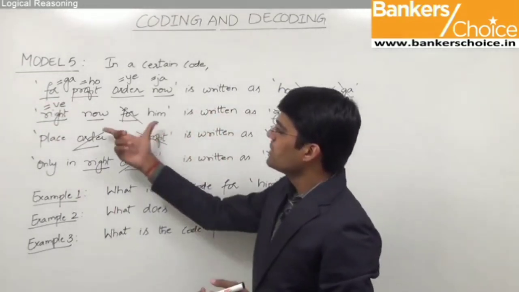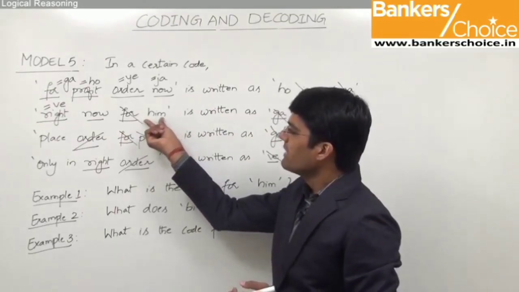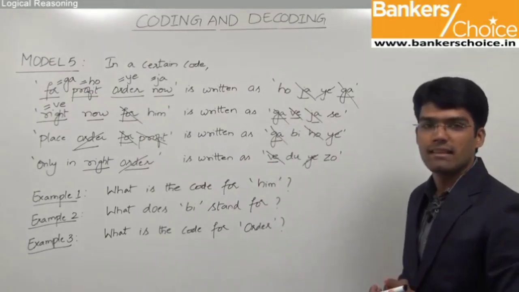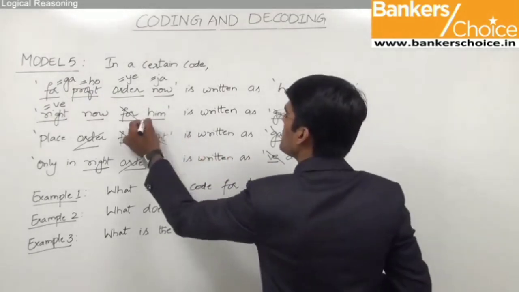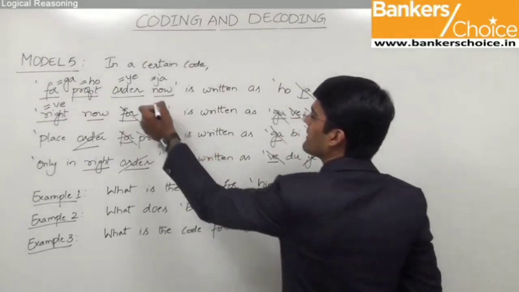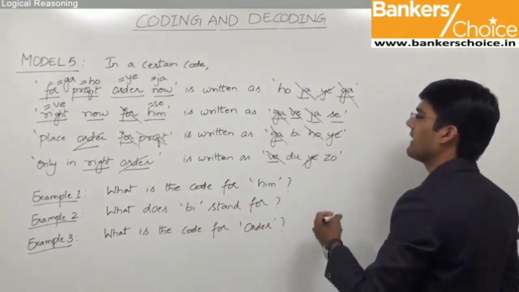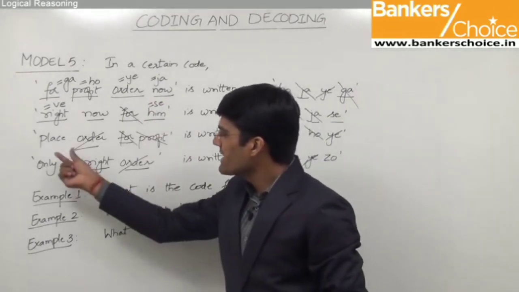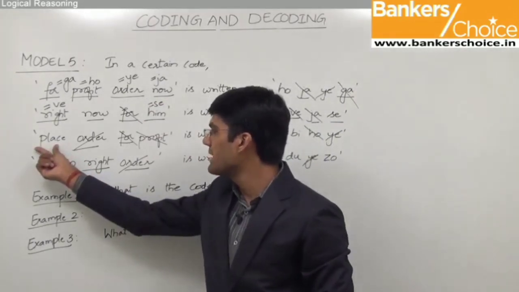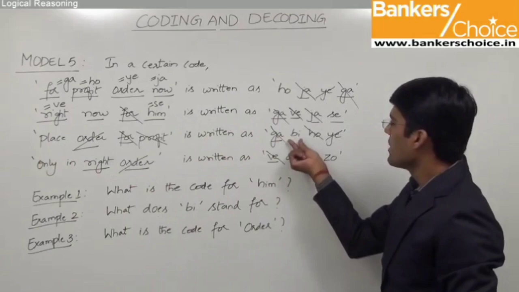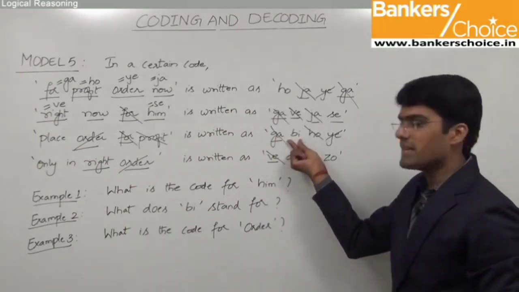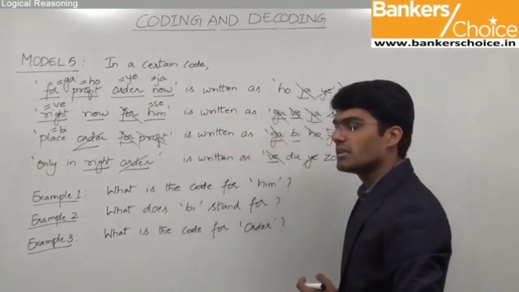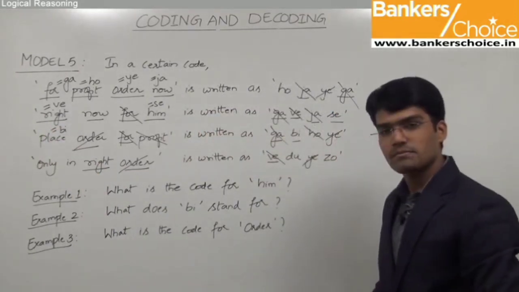Now if you look at statement 2, the only word which is left out here is him, and on the right hand side the only word left out is SEC. So clearly the code for him should be SEC. So let us take him as SEC, and that finishes the first two statements. Now moving on to the third statement, the only word which is left out here is place. So clearly the word BI should be the code for place. So BI can be taken as the code for place. So this finishes the first three statements.